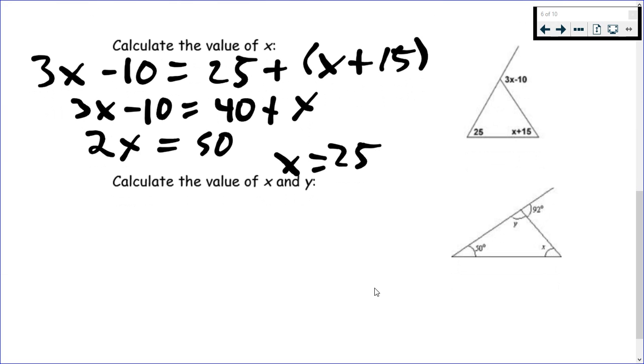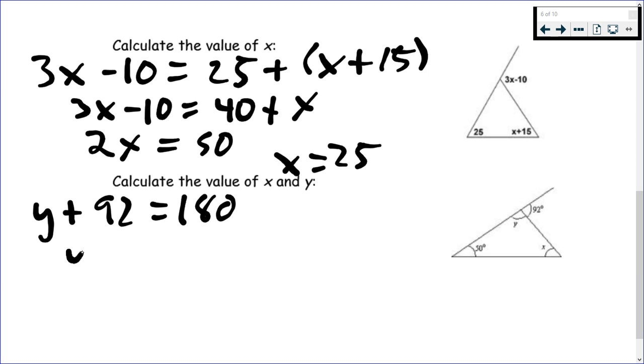Next, we're asked to find the value of x and y. Well, I can solve this angle right away because these are going to be supplementary angles that add to 180. So y plus 92 equals 180. That means y equals 88 degrees. And we can even write that in here.